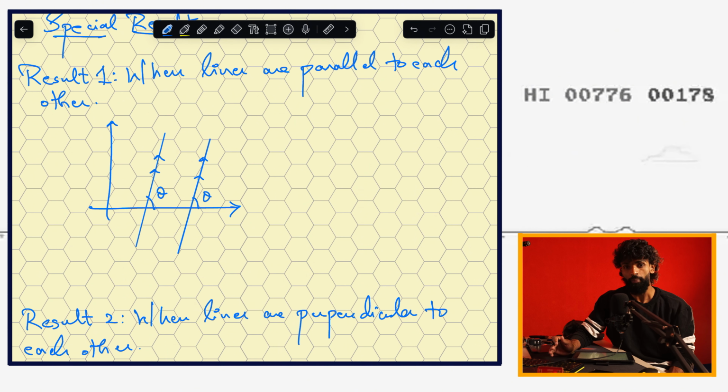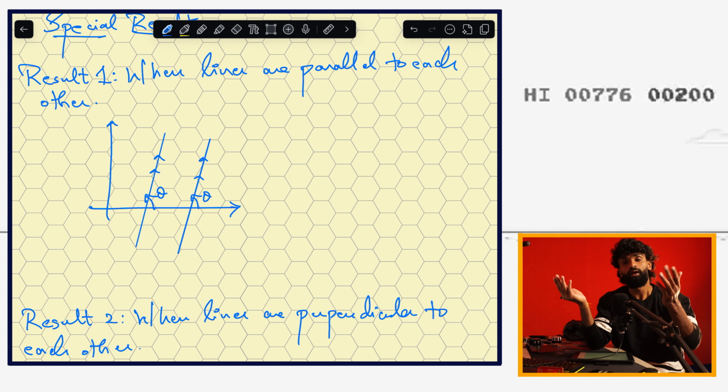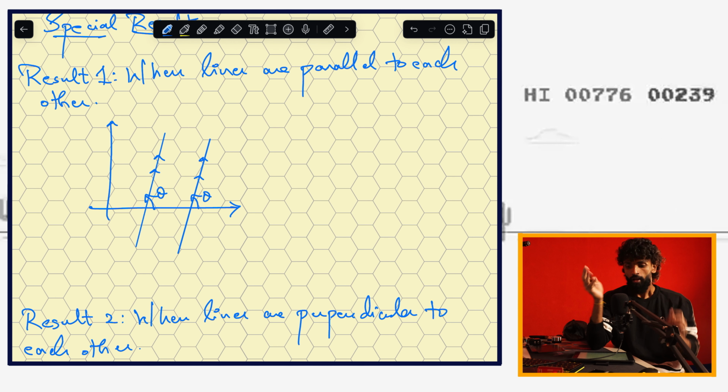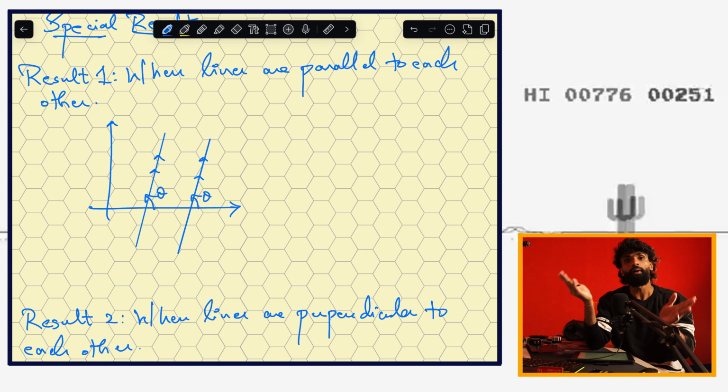But if you think of them in terms of theta, don't you think both the lines will have the same angle? Two lines which are parallel, obviously, the best example is a railway track. If the angle of one line changes, what happens? Then they cannot be parallel to each other.